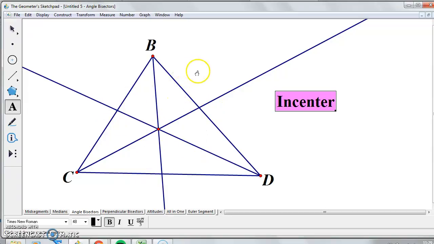I'll show you in just a second, but one thing we need to know about the incenter is that it's equidistant to the three sides, and that's why we can construct a circle. To construct this circle, I'm actually going to have to construct a perpendicular really quick.